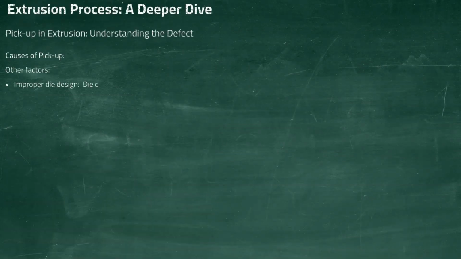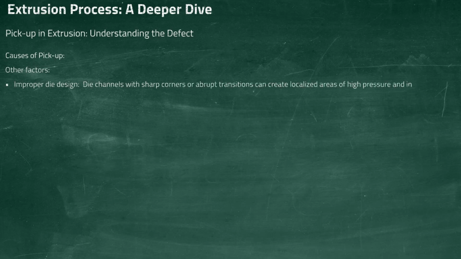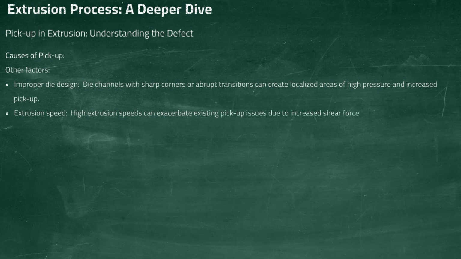Other factors. Improper die design. Die channels with sharp corners or abrupt transitions can create localized areas of high pressure and increased pickup. Extrusion speed. High extrusion speeds can exacerbate existing pickup issues due to increased shear forces and reduced contact time for lubrication to be effective.